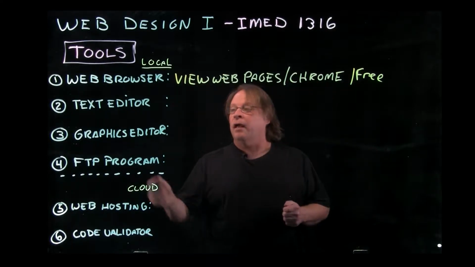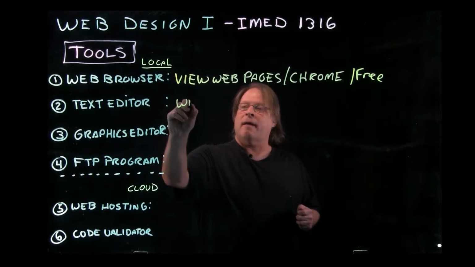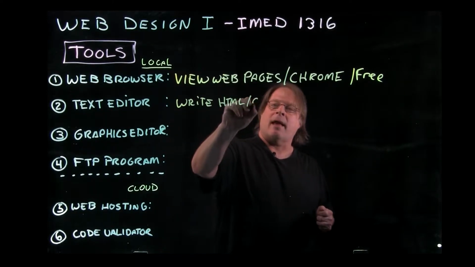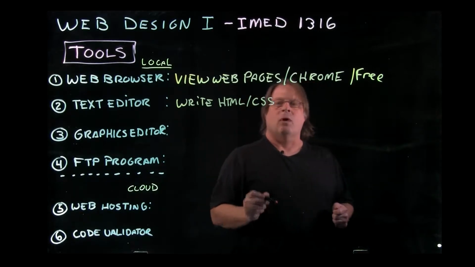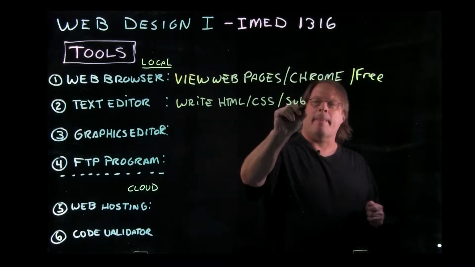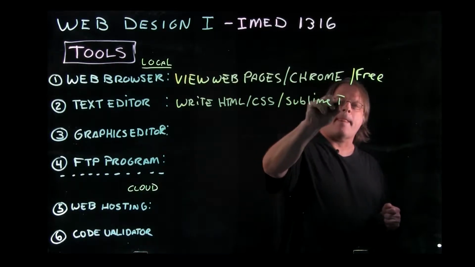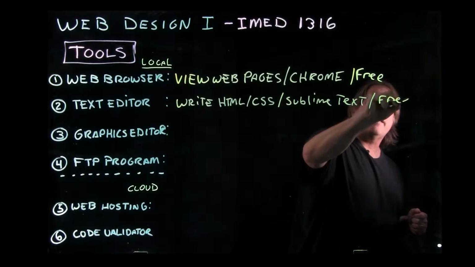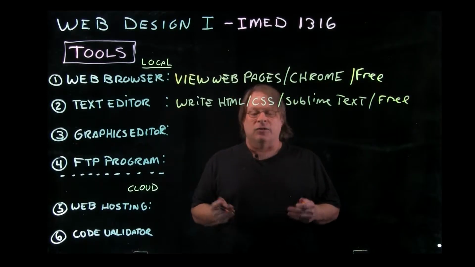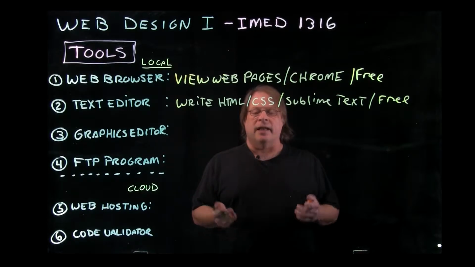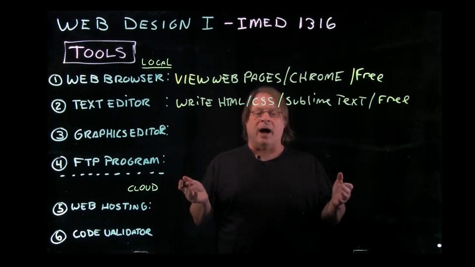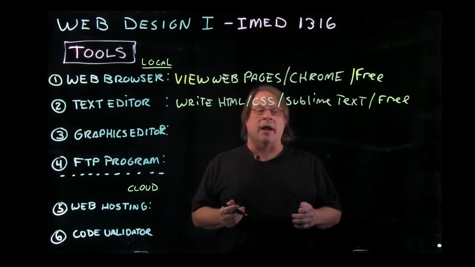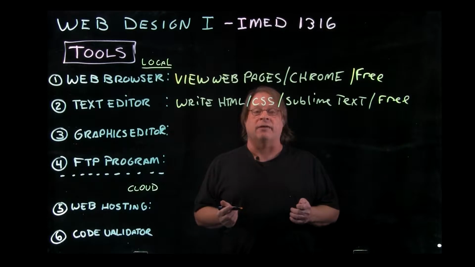Next thing we're going to use is a text editor to write HTML and CSS. We're going to use Sublime Text. And you can get it for free as well. It's a free download. It's a trial version, but the cool thing is it never expires. You may get a pop-up box that says, do you want to buy Sublime Text now? Say no. The trial version doesn't run out. It's a really cool text editor.